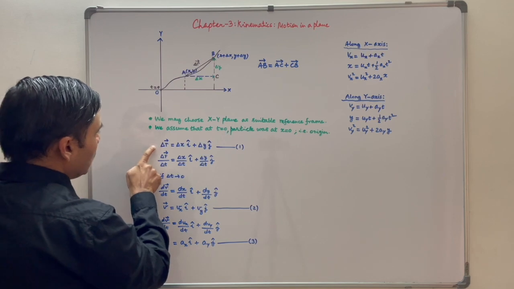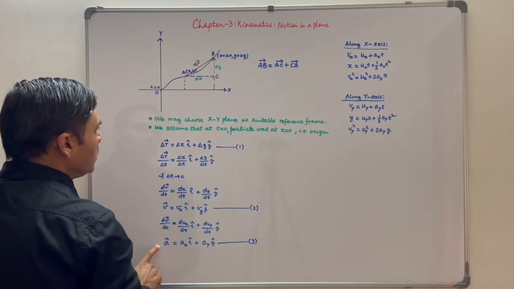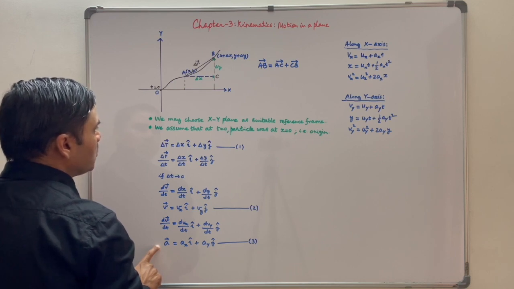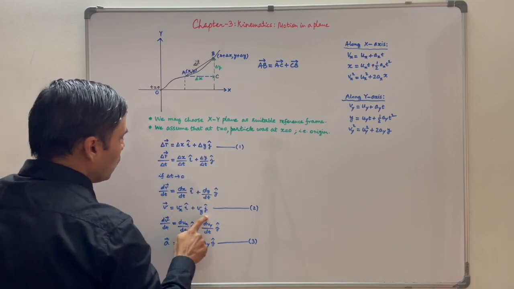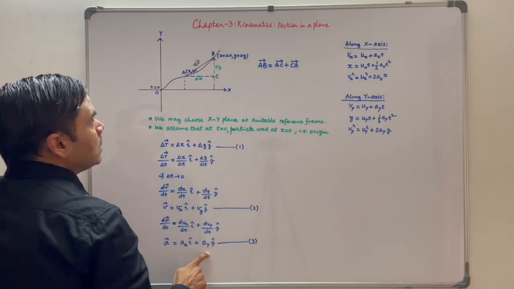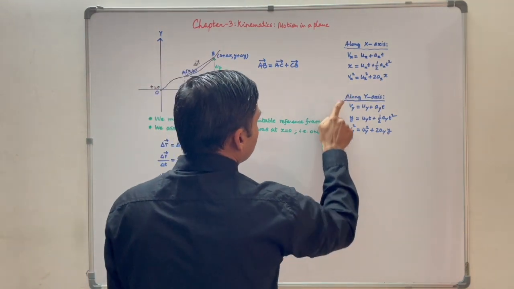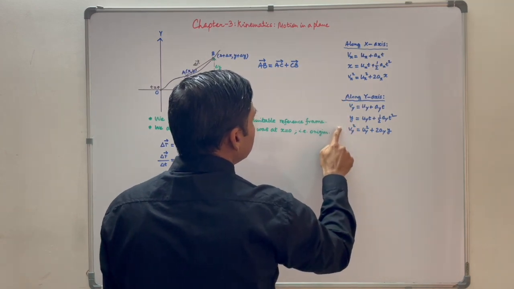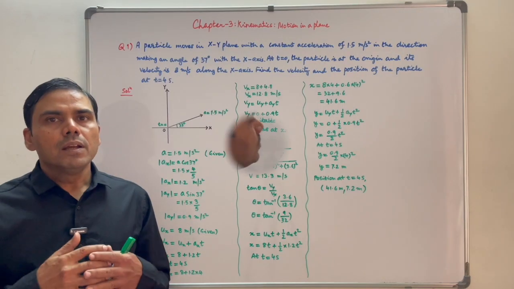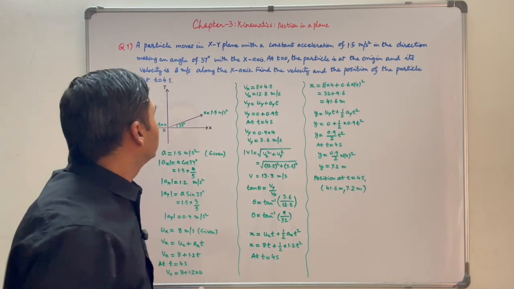From equations 1, 2 and 3, we can say that 2D motion is a combination of two independent straight line motions, one along the x-axis and another along the y-axis. Now the equations of motion along the two axes x and y are given by these three equations, as we have read in the previous chapter. Now let us see one numerical based on the theory we have just read.